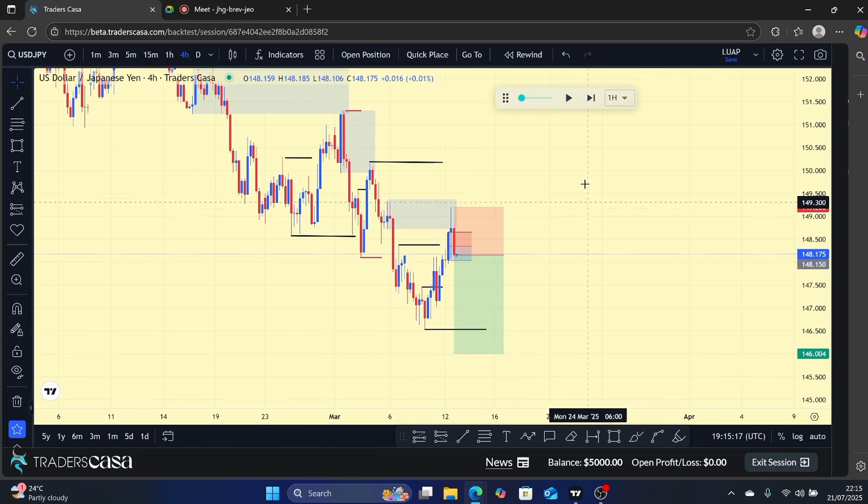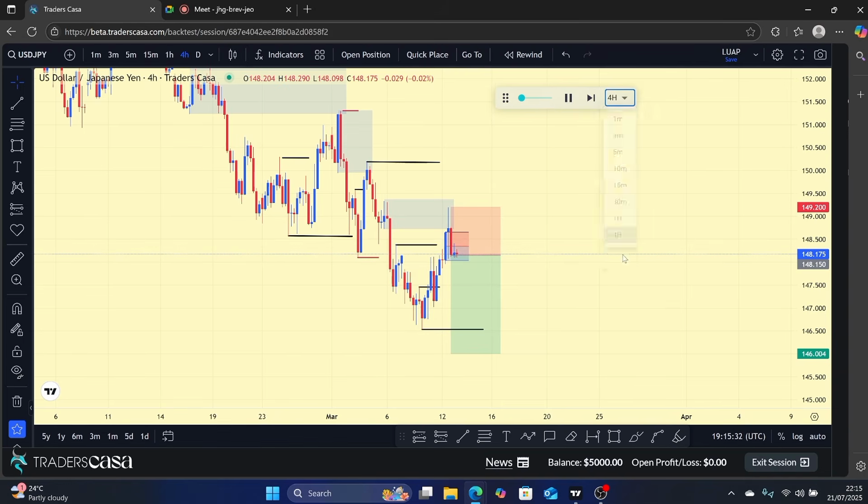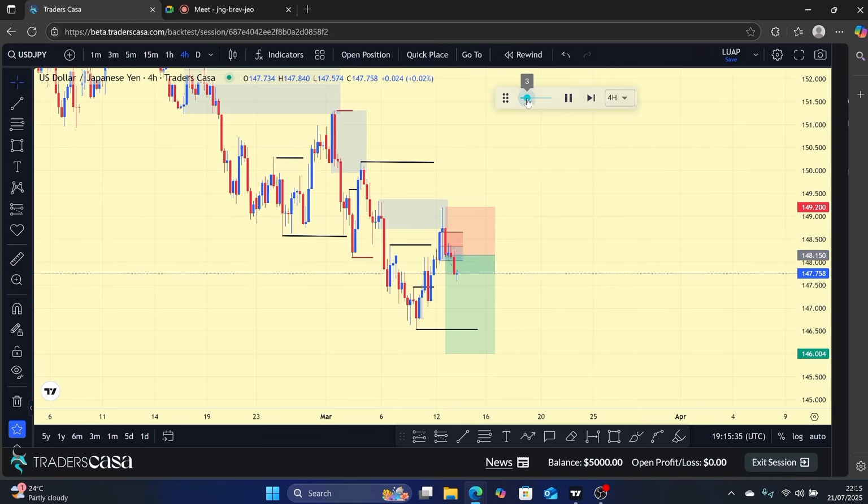So things like that do happen. These are things that you need to accept if you are trying to do something like this, extension above the external liquidity. Anyway, let's see what price does. I need to make sure that this one here changes to be the 4-hour, and yeah, maybe 3.